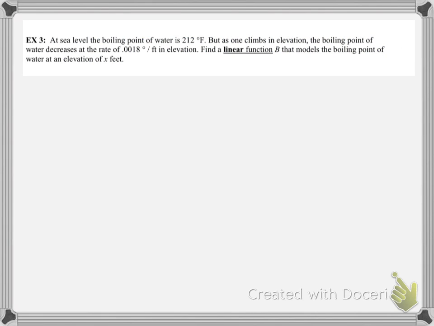So for instance, we're told that at sea level, the boiling point of water is 212 degrees Fahrenheit. But as you climb in elevation, the boiling point decreases, and they give us the rate of decrease, and we want to find a linear function. So if we're finding a linear function, the first thing we want to know is what our inputs and outputs are, right? So it's x. X is our elevation. That's our input.